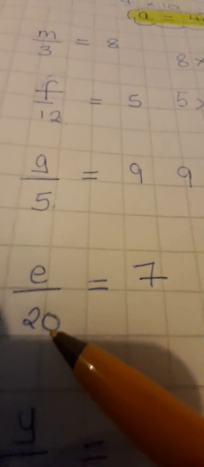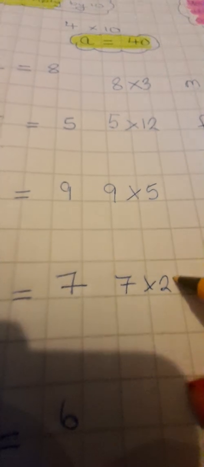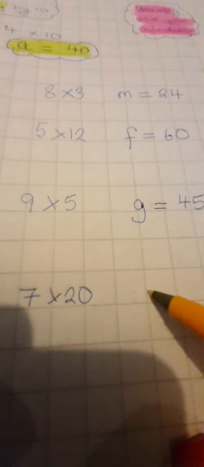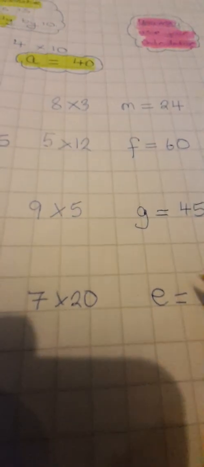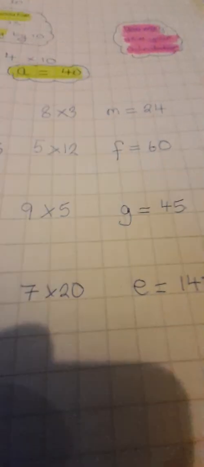This one, the opposite of this is multiply by 20. So you take your 7 and you multiply by 20. So this missing letter E equals 7 times 20, 140. Don't be afraid to use your calculator, it's absolutely fine.